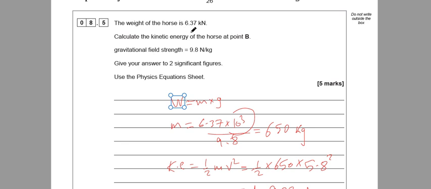So the weight of the horse is 6.37 kilonewton. Calculate the kinetic energy at B, where g is given also as 9.8 newton per kilogram, or meter per second squared. So to find the kinetic energy, we need to find the mass, because we know that kinetic energy is equal to half m v squared. And to find the mass, we will use the weight.